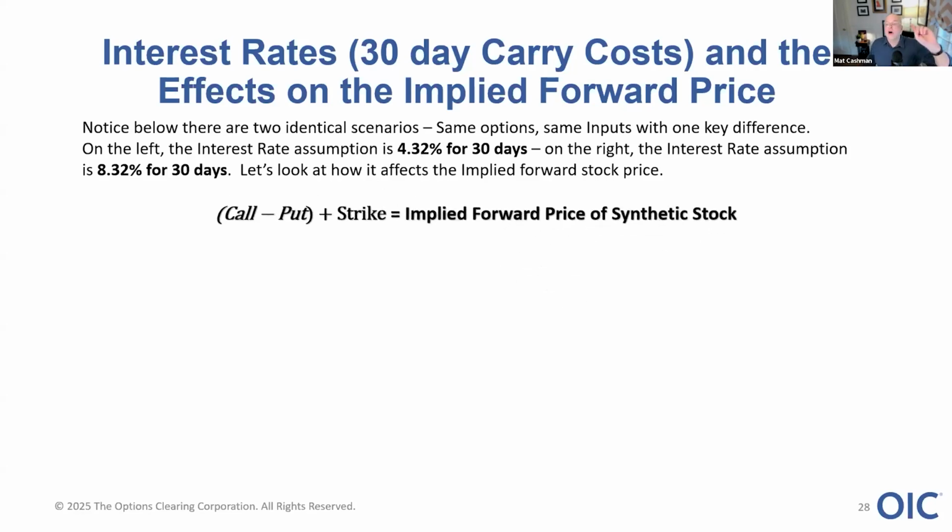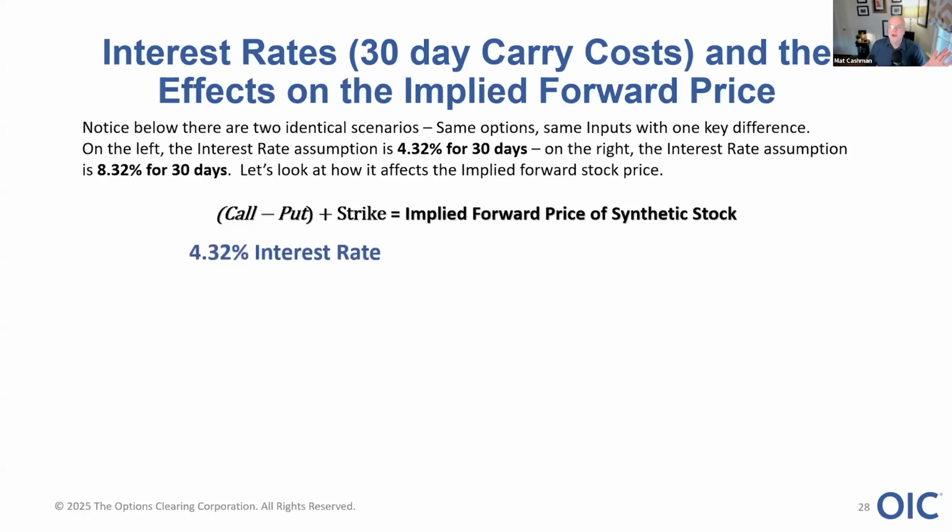So remember, call minus put plus strike equals implied forward price for the options. When we're looking at option prices, we're trying to figure out where the market thinks this stock is, or the amount of money that you have to put to use in order to buy the stock or sell the stock right now, how much is that worth over the next 30 days?